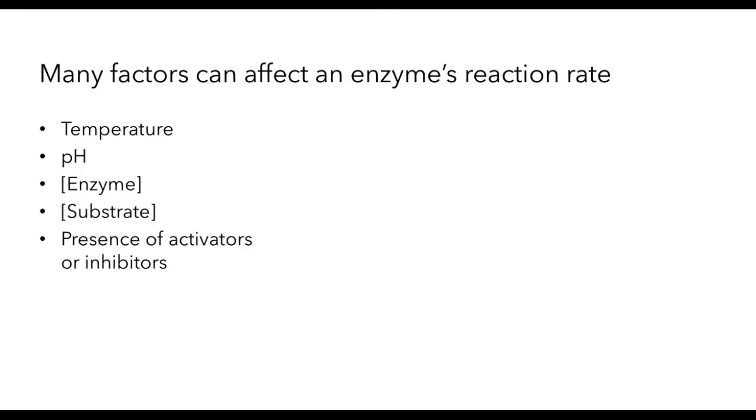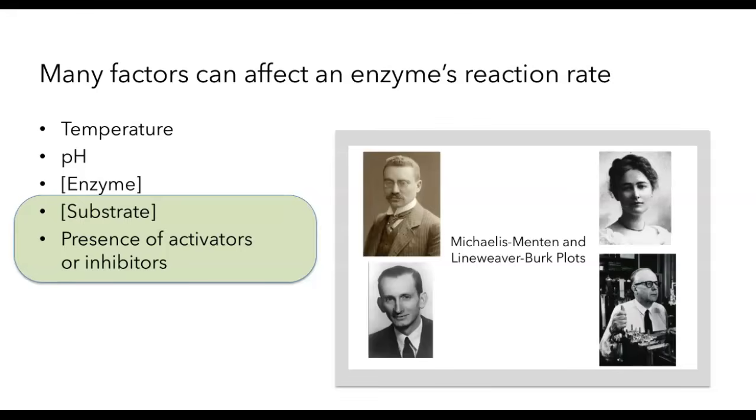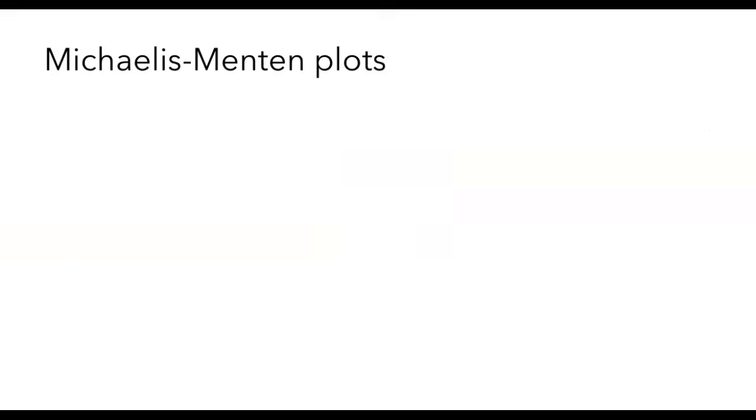But in this video we're going to focus on how substrate and how the presence or absence of activators and inhibitors can change an enzyme's kinetics. And that's what these techniques are good for. So Michaelis and Menten, who are pictured in the top row, and then Lineweaver and Burk, who are pictured in the bottom row, developed these graphical methods that we can use in order to do these two things. Let's look at them one by one, beginning with Michaelis-Menten plots.